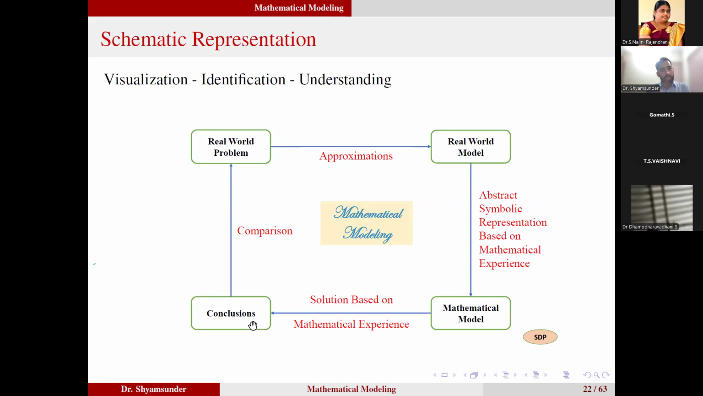Then the systematic representation of mathematical modeling: visualization and identification of the problem, understanding and interpretation of the problem, and finally the conclusion. We start with the real world problem and an approximation, then convert the real world problem into a mathematical problem. Then we apply mathematical expressions, formulas, and equations, and solve with numerical solutions, analytical solutions, or any type of solution. From these solutions we find the conclusion and compare it to the real world problem.